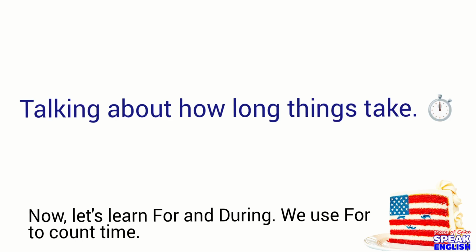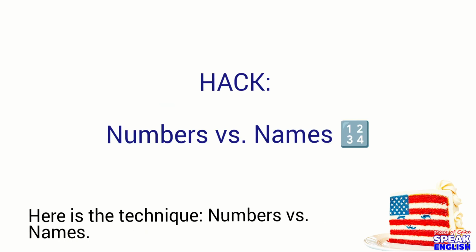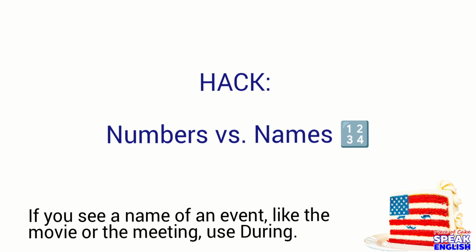Now, let's learn for and during. We use for to count time. We use during to talk about an event. Here is the technique, numbers versus names. If you see a number like 5, 10, or 20, use for. If you see a name of an event, like the movie or the meeting, use during.